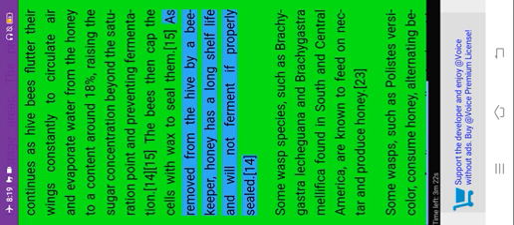As removed from the hive by a beekeeper, honey has a long shelf life and will not ferment if properly sealed. Some wasp species, such as Brachygastra lecheguana and Brachygastra mellifica found in South and Central America, are known to feed on nectar and produce honey. Some wasps, such as Polistes versicolor, consume honey, alternating between feeding on pollen in the middle of their life cycles and feeding on honey, which can better provide for their energy needs.